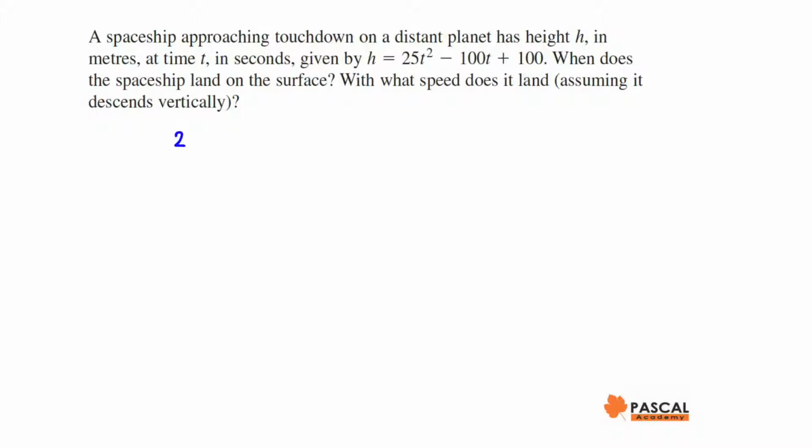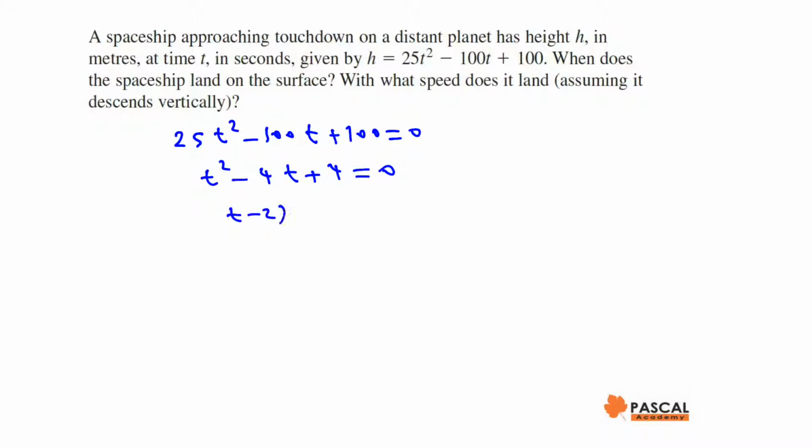When h is 0, 25t^2 minus 100t plus 100 equals 0. We divide both sides by 25. It's going to be t^2 minus 4t plus 4 equals 0, which gives us t equals 2. That means after 2 seconds, the spaceship lands on the surface. We are looking for speed, that is the instantaneous rate of change of height.